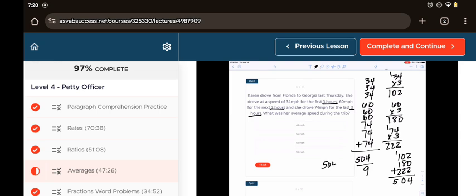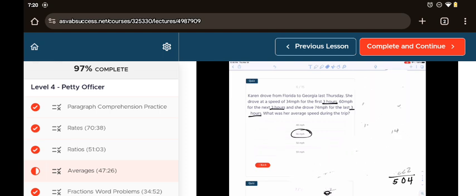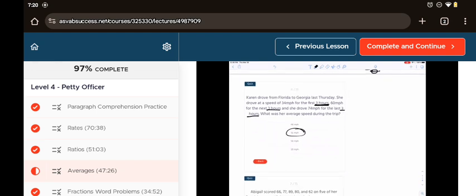So 504 divided by 9. 9 goes into 50 5 times, because 9 times 5 is 45. 50 minus 45 is 5. Bring down the 4. 9 goes into 54 6 times. 9 times 6 is 54. 54 minus 54 is 0. So my answer is 56 miles per hour. Okay? I hope you got that. This one was a little more challenging, but we have to pay attention when it says there's more than one of them, so there's more than 1 hour spent at that speed.